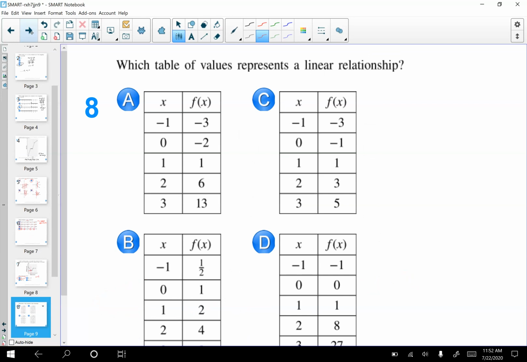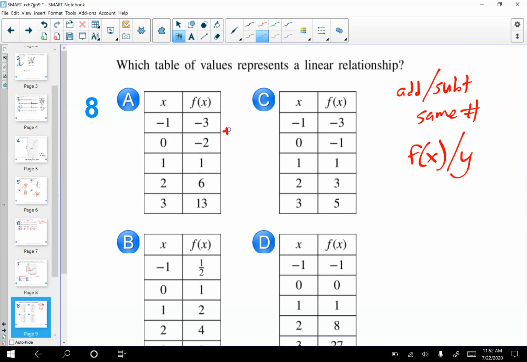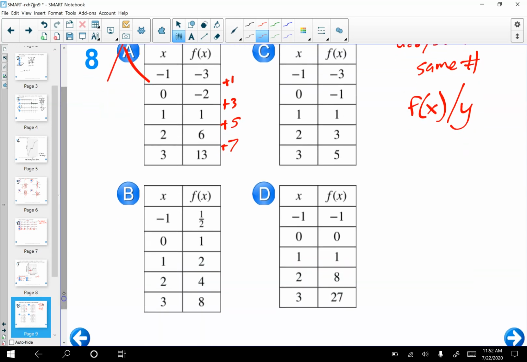Which table of values represents a linear function? So remember, linear means add or subtract the same number, and we're talking about on the f of x or the y side. So if you look here, we are plus 1, plus 3, plus 5, plus 7. We're not adding or subtracting the same number every time, so choice A is out.